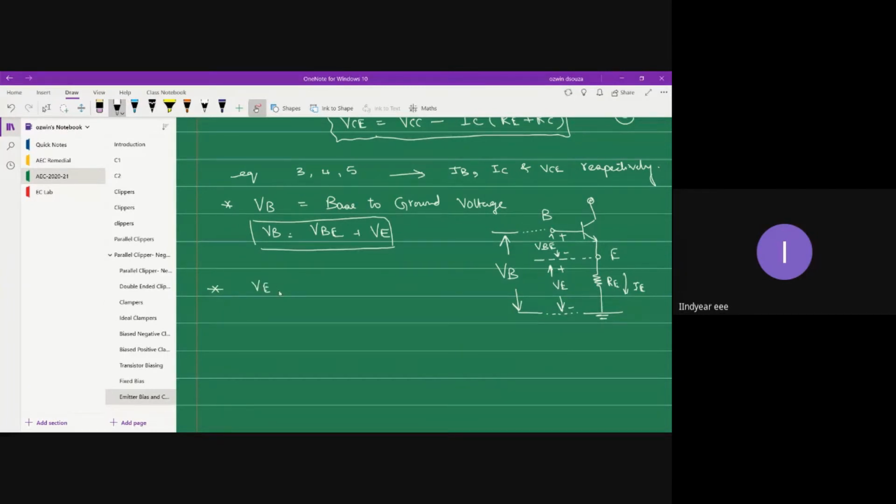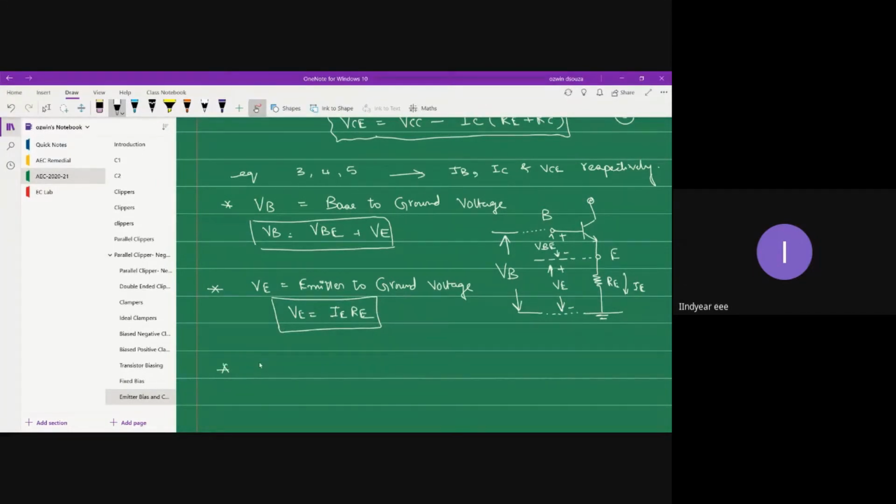Similarly, VE you can write straightforwardly. VE is nothing but emitter to ground voltage. So what is VE? Between emitter and ground, what do you have? You have a resistor RE through which current IE flows. Hence, the voltage drop is IE into RE.